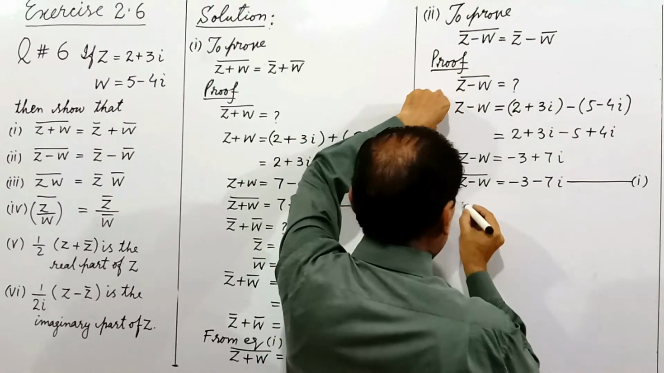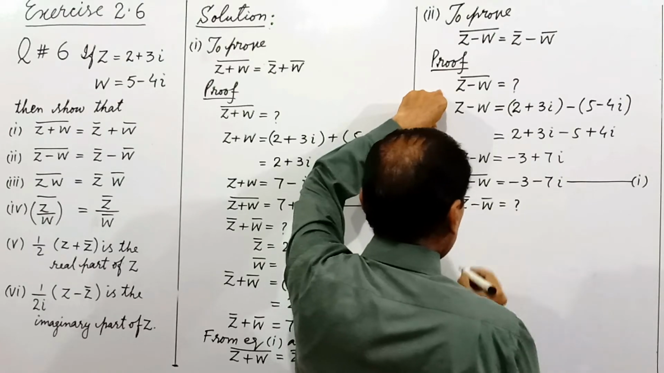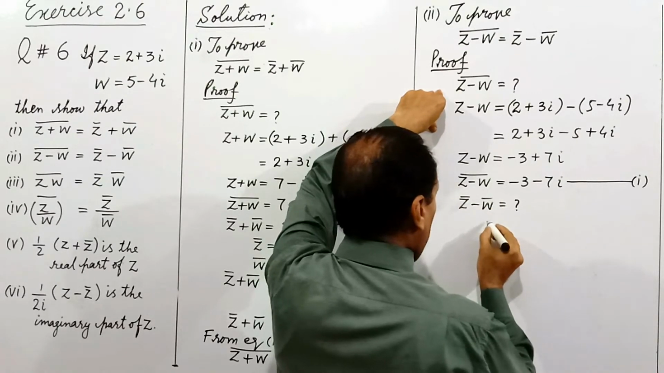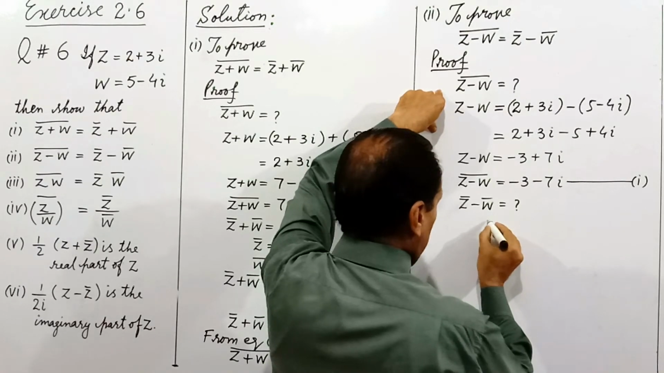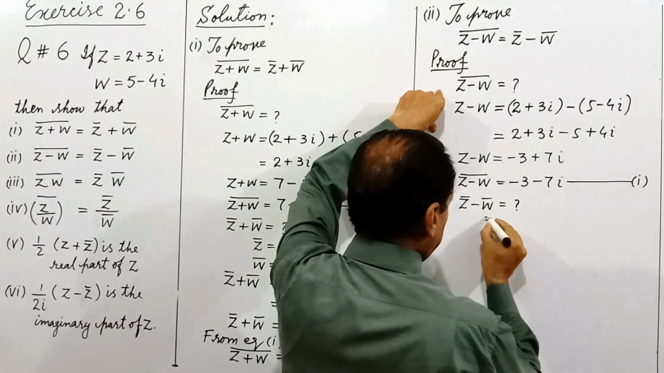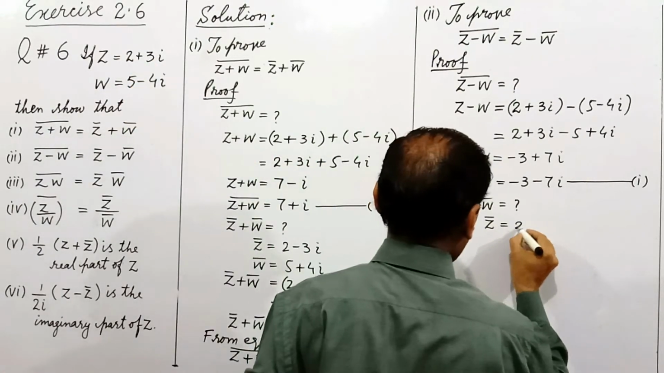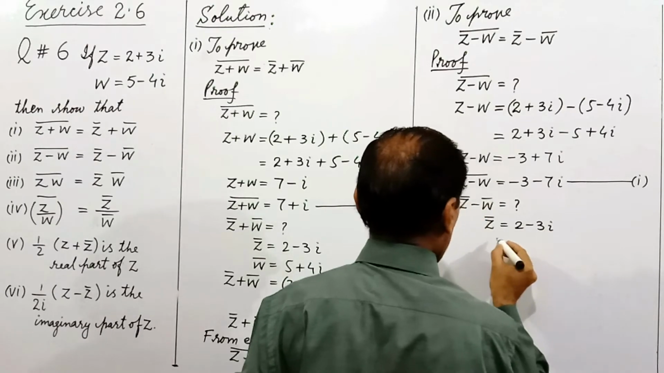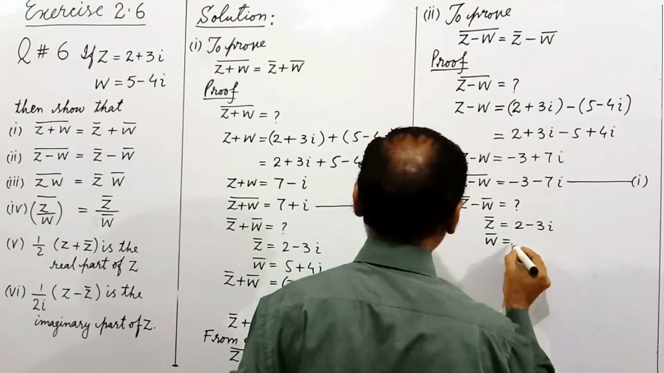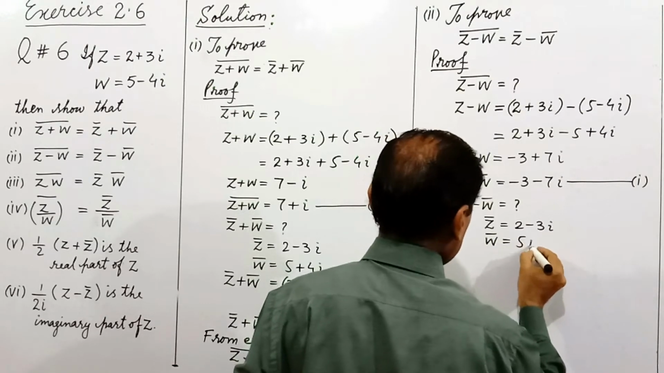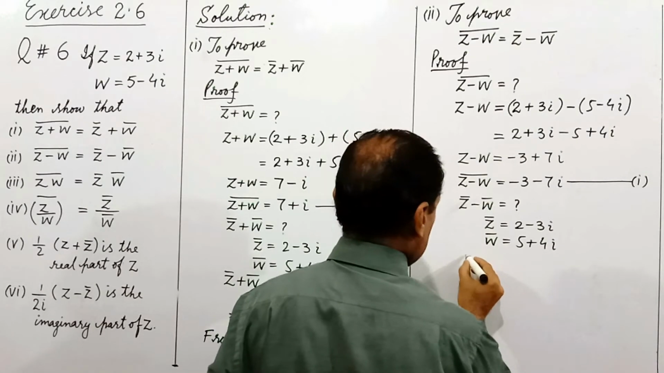Now take the right hand side, in which we require Z bar minus W bar. For this sake, first of all, we have to find the conjugates of the given complex numbers. So Z bar is equal to 2 minus 3 iota, by changing the sign of the imaginary coefficient of Z. W bar is equal to 5 plus 4 iota. Now we can find the difference.